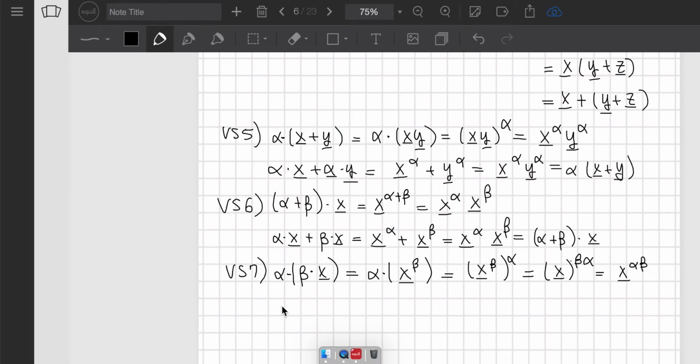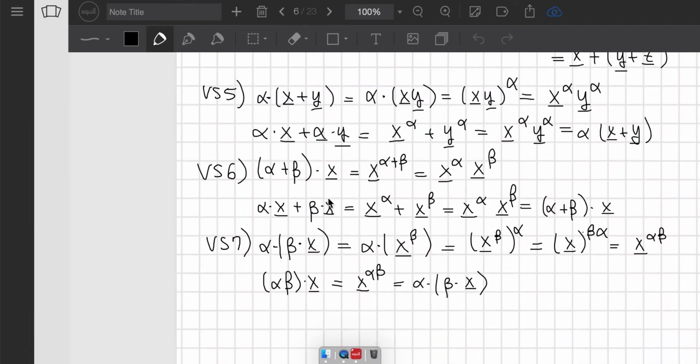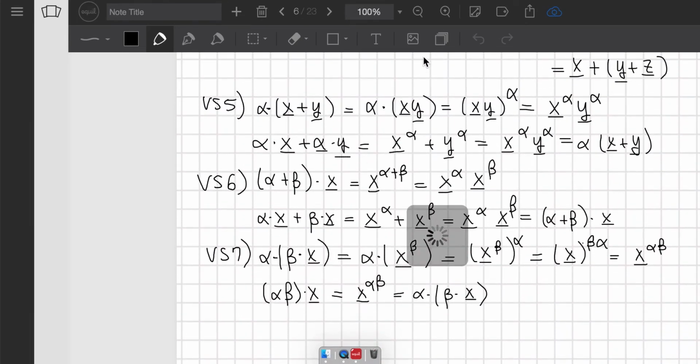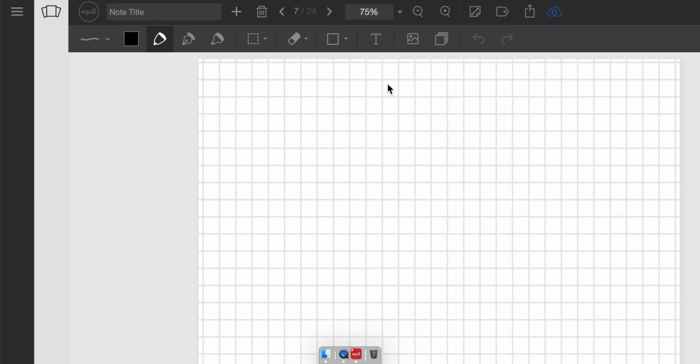Okay, now let's prove that this is equal to alpha times beta times x. Again, using the definition of our scalar multiplication, this is equal to x to the power of alpha times beta, which is exactly what we got here. So scalar multiplication here is also associative. Okay, we need a new page now. Okay, so now VS8, three more to go.